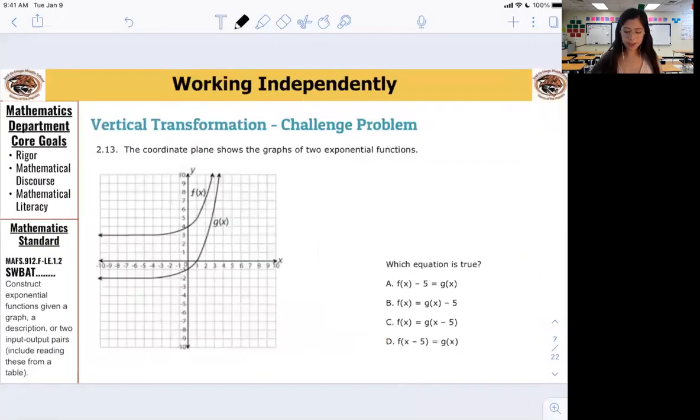Okay. Here's a test question. This is literally what it would look like. I copied and pasted this from an old test. The coordinate plane shows the graphs of 2 exponential functions. Which equation is true? So take a look and be very careful because we know it can go one way or the other.